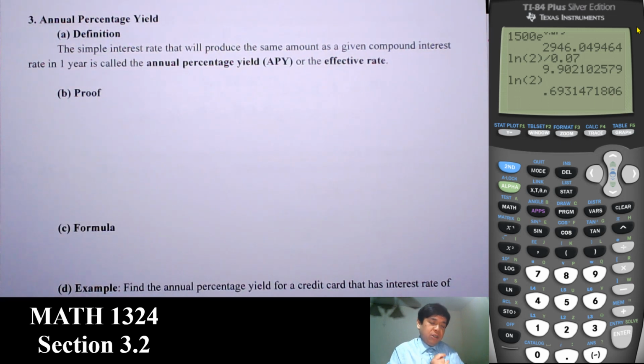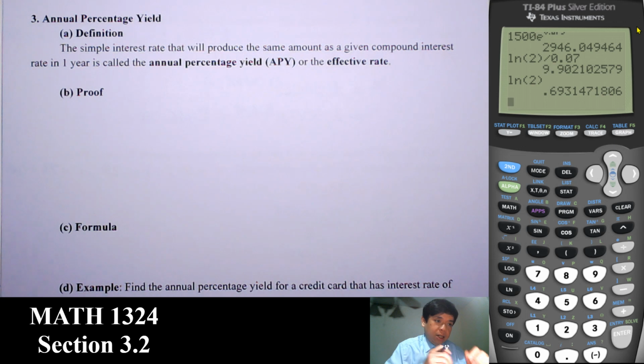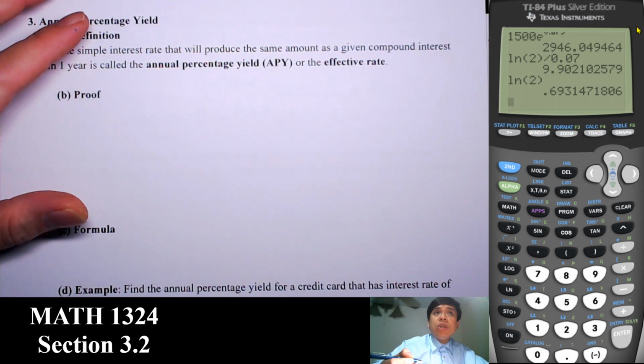Annual percentage yield. The simple interest rate that produces the same amount as the given compound interest rate in 1 year is called the annual percentage yield, APY, or effective rate. Right. So the simple interest rate, so we start with this.